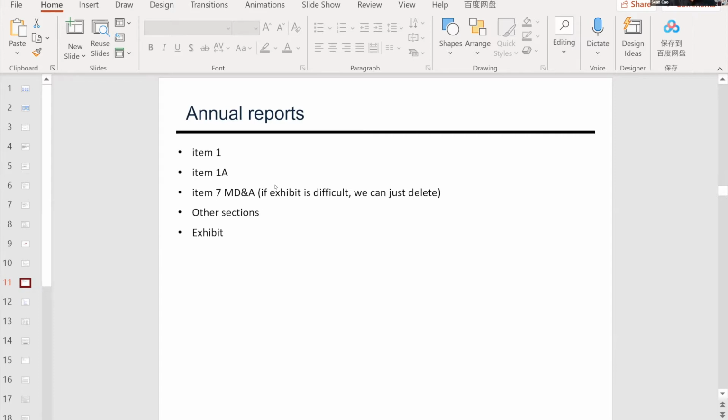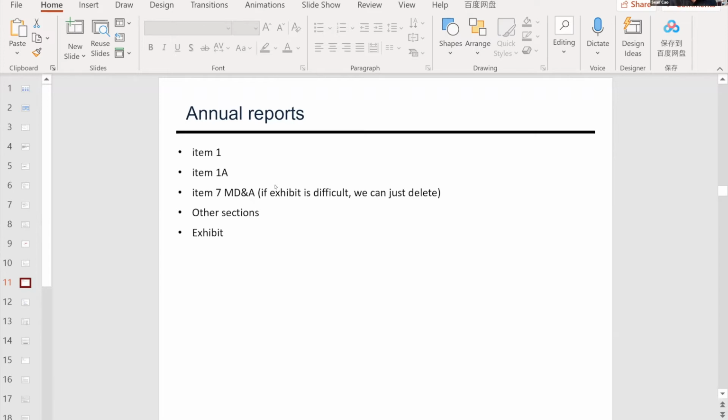Exhibits are very powerful. Exhibits have a huge amount of information. Exhibits have numbers and textual information. It's just a lot of information there, and that's something you can dig into too. So for this class, I want to introduce item 1, item 1A, item 7. For other sections, you can check on your own. For exhibits, you can check on your own as well.